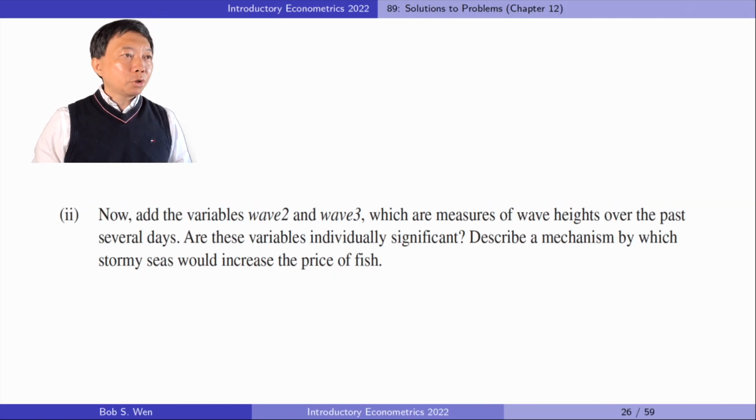In part 2, add the variables wave 2 and wave 3, which are measures of wave heights over the past several days. Are these variables individually significant? Describe a mechanism by which stormy seas would increase the price of fish.